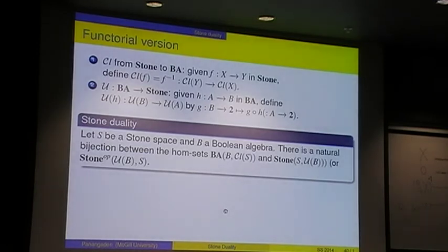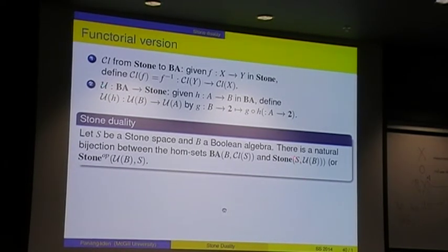And now I can actually state the grand Stone duality theorem. So if I take a Stone space S and a Boolean algebra B, then there's a natural bijection between these Hom sets, BA like that and Stone like this. So these are Boolean algebra homomorphisms from B to the clopens of S. These are continuous functions from S to the ultrafilter space of B. Okay? You might be a little bit puzzled by this because both these things are on the same side, but remember it's actually Stone op. So if it was Stone op, it would be like that, and now you can see you really have an adjoint pair.